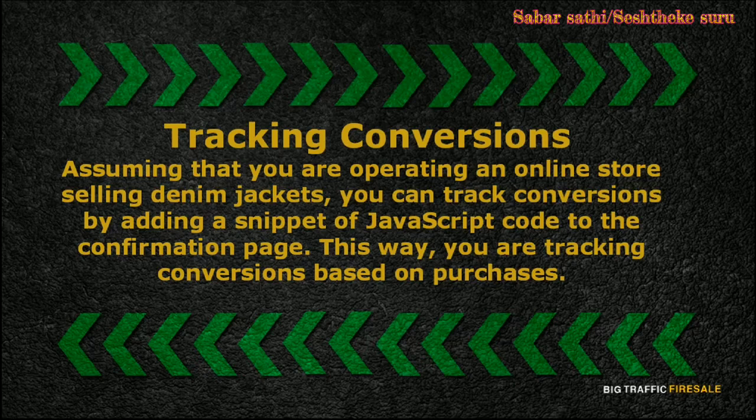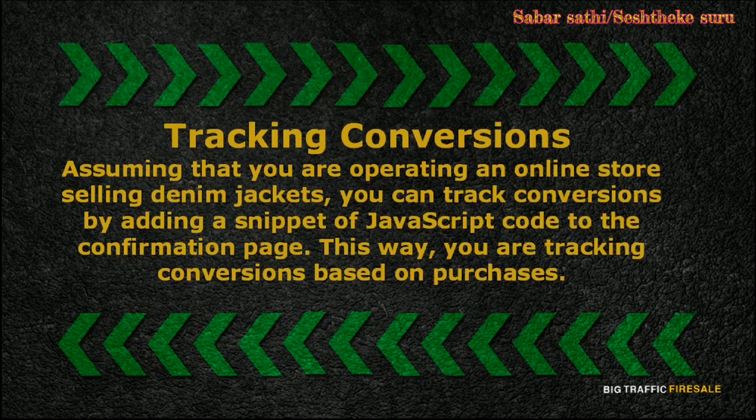Let's illustrate an example on how you can track your conversions, for example via online sales. Assuming that you're operating an online boutique specializing in denim jackets, to track conversions you add a single snippet of JavaScript code to the confirmation page that your users will view after they have paid for their purchase. In this case, you'll be tracking clicks on your AdWords campaign that convert into purchases.